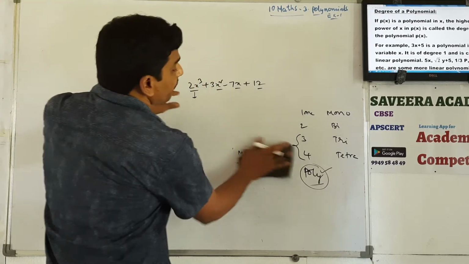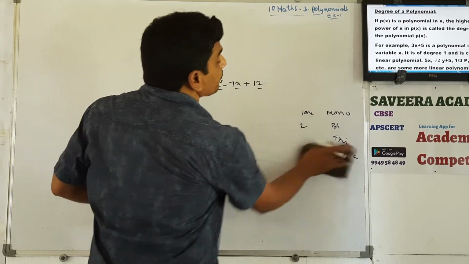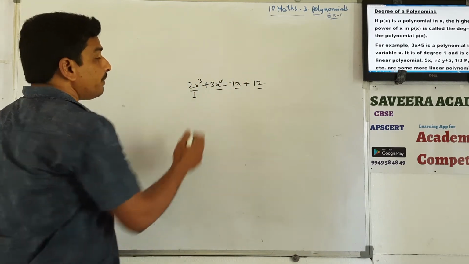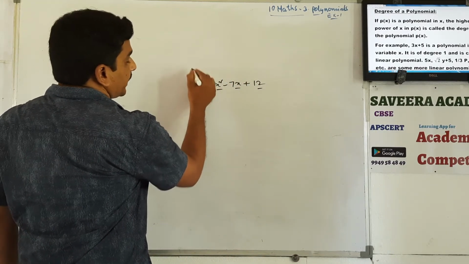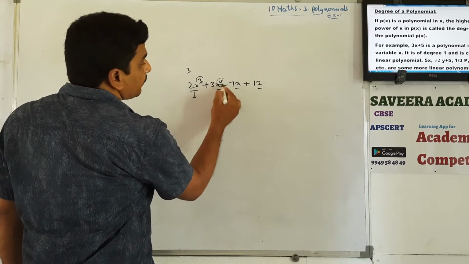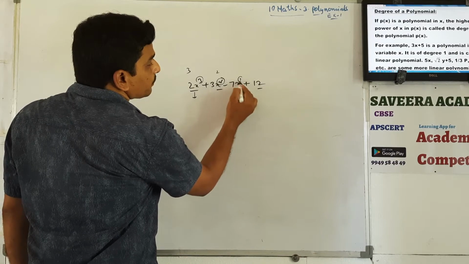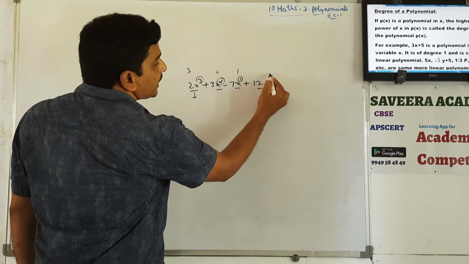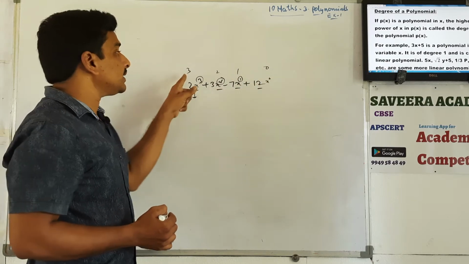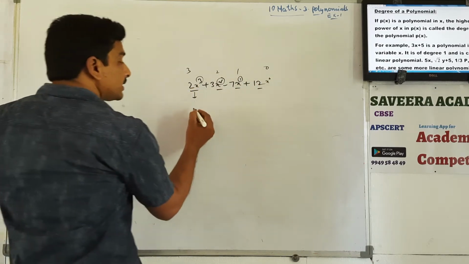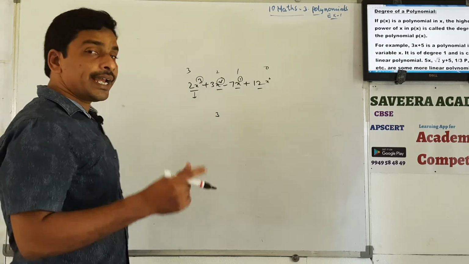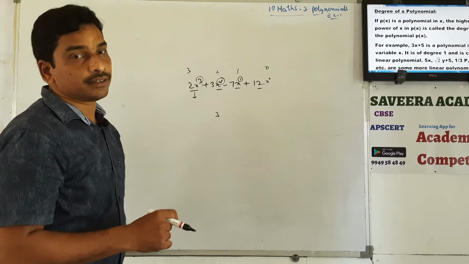See here, how many terms are there? 4 terms are there. We have to find the degree of each term. Degree means here what is the power? 3. So the degree of this monomial is 3. Next, degree of this one is 2. Degree of this one is 1. Degree of this one is 0. Among all these degrees, which one is the highest? 3 is the highest. Therefore, the degree of this polynomial is equal to 3. Highest power we have to consider.